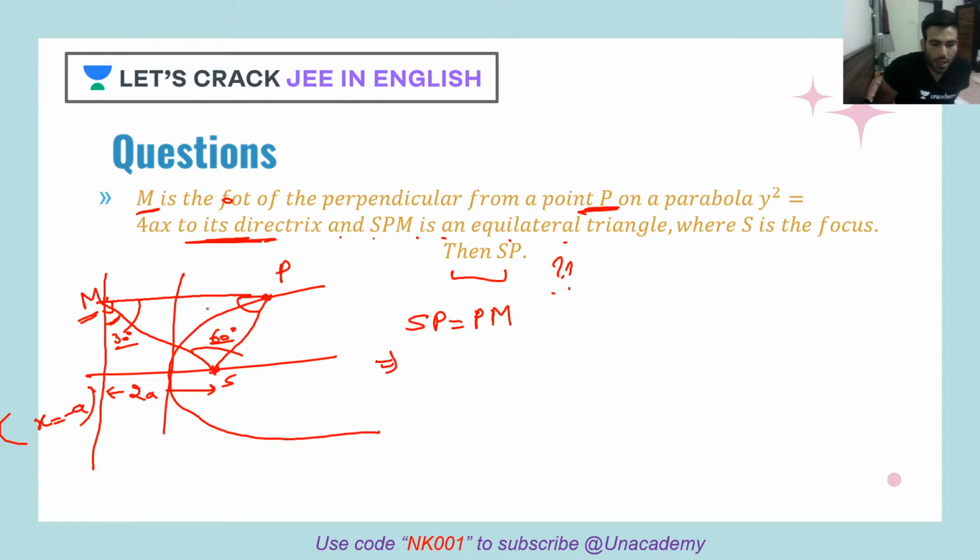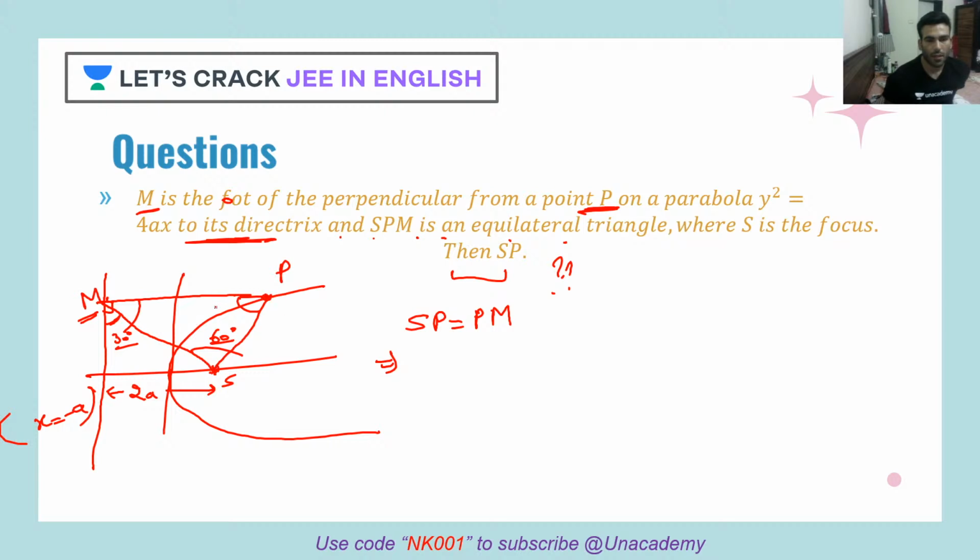And let P be (at square, 2at). Good, any point on the parabola. Fine. Then what? Then what will you do? Okay, so where were we? If we can calculate PM, then we can answer it, right? So let's try to find out this PM.